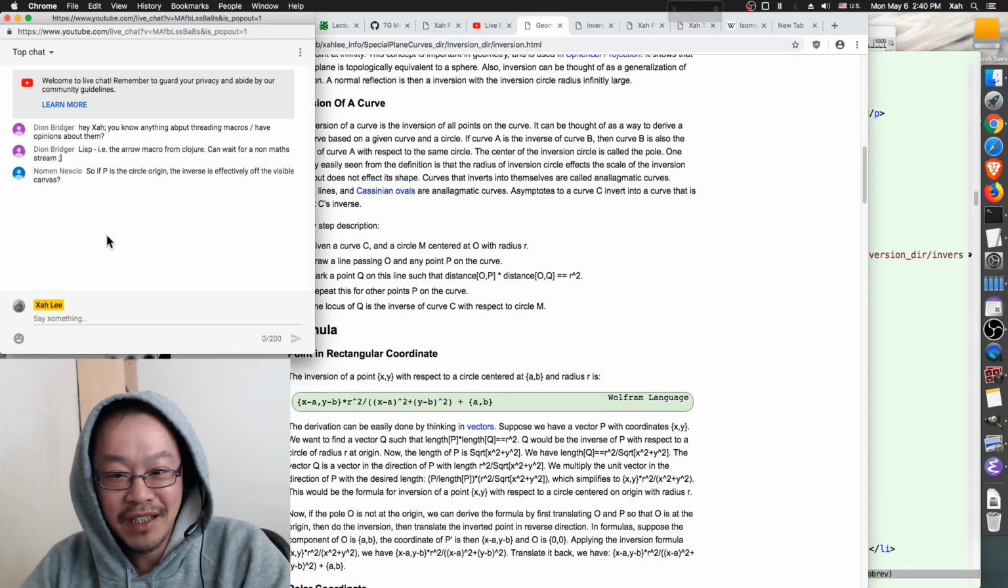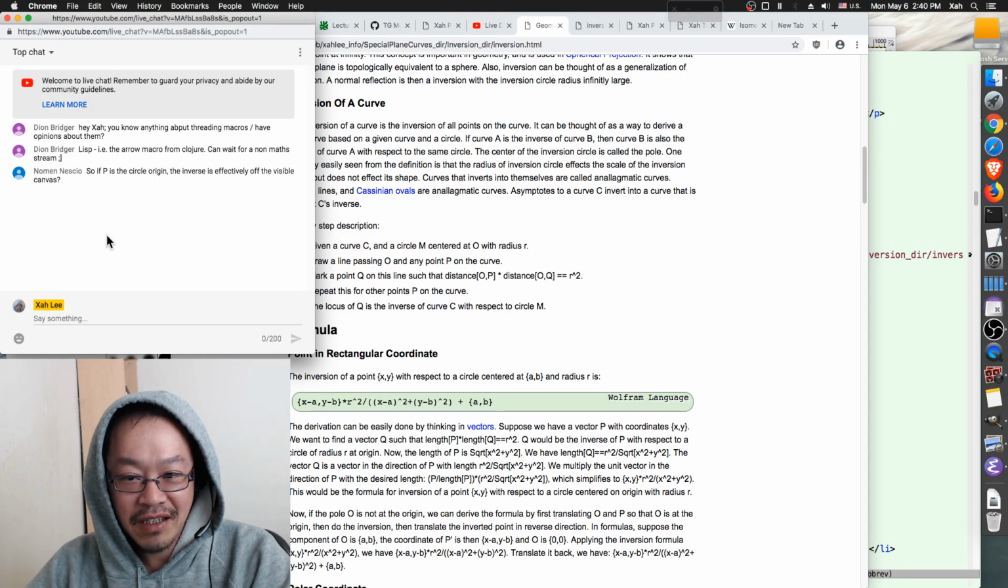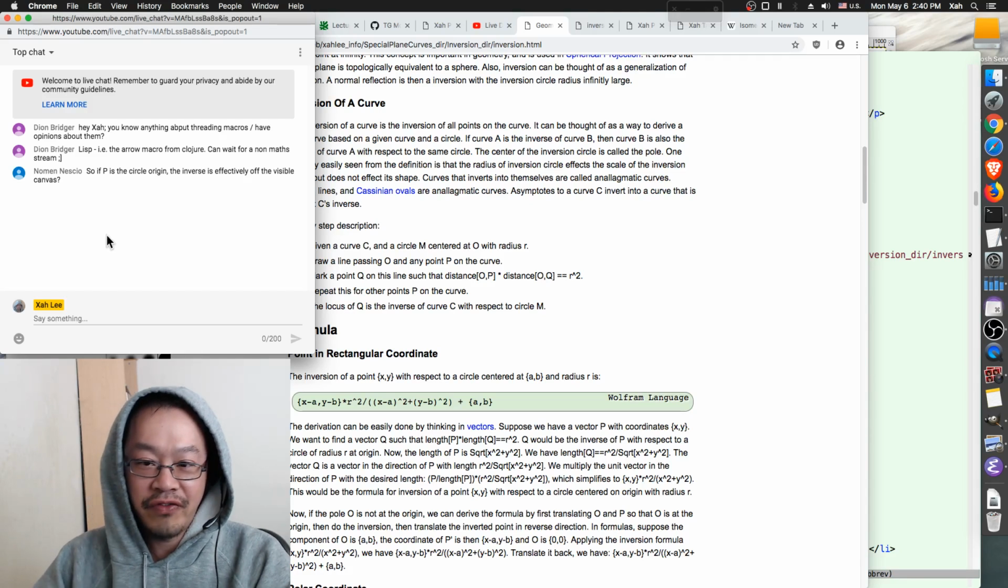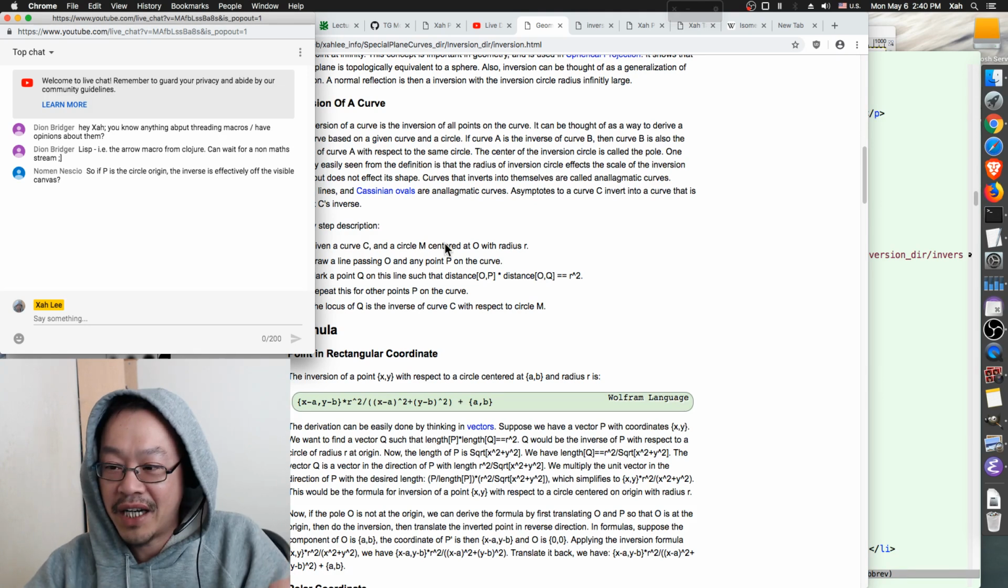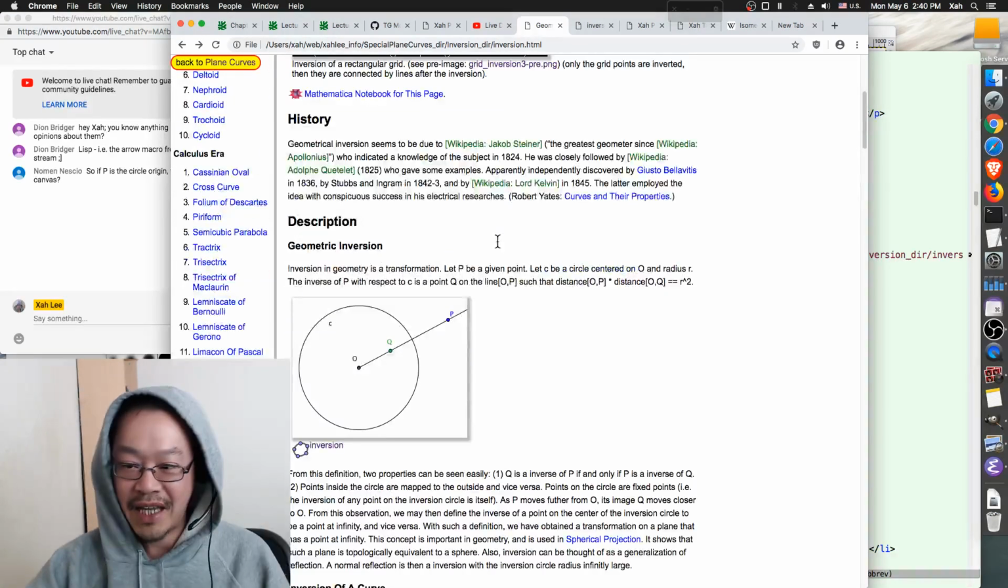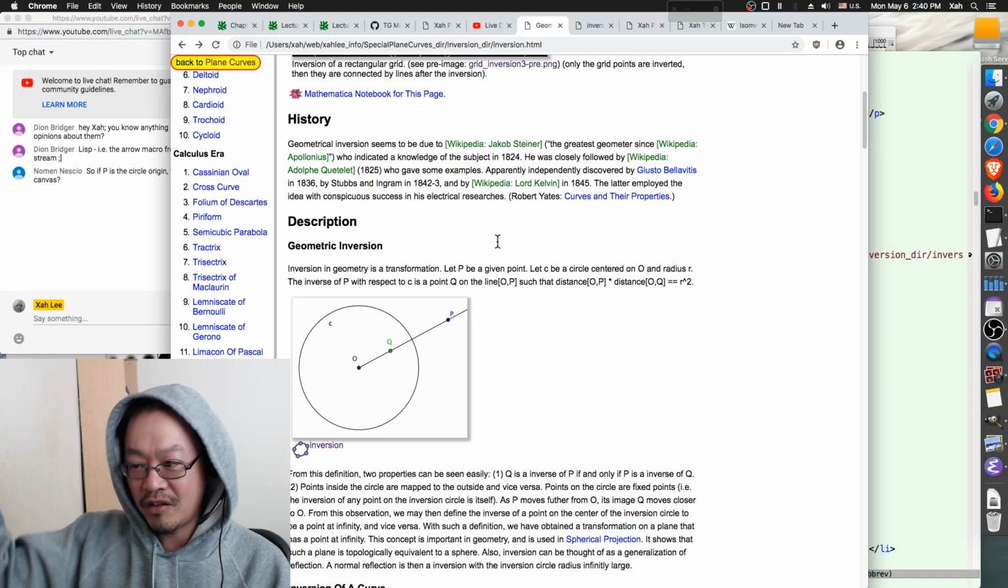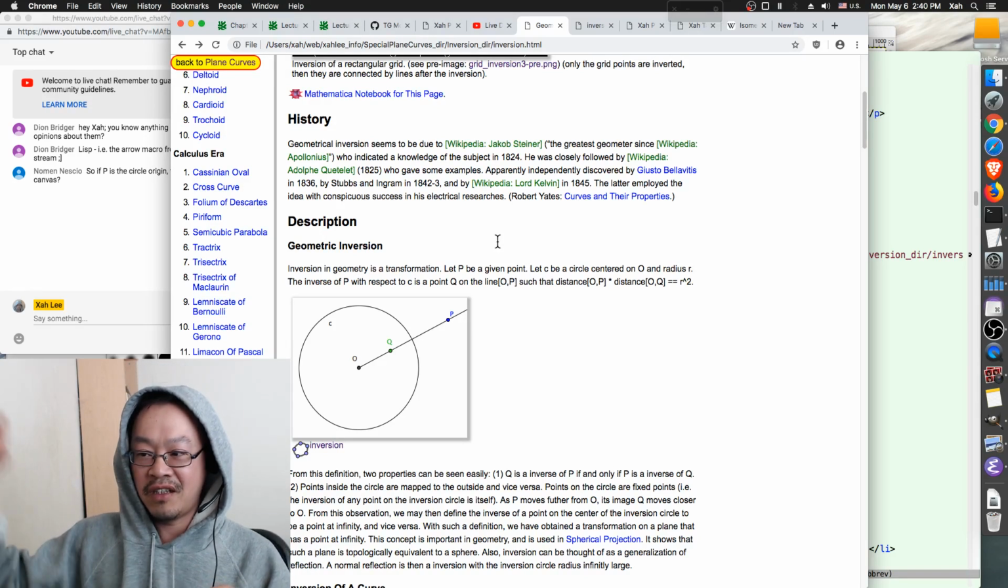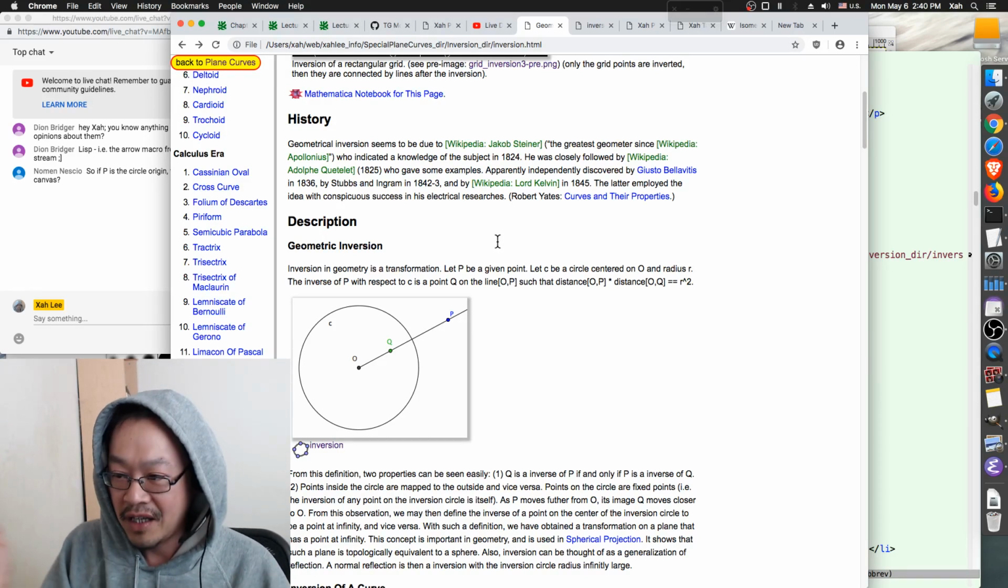Good morning, Norman. So, if P is the circle origin, the inverse is effectively off the visible canvas. That's correct. Yes, it just went to infinity.